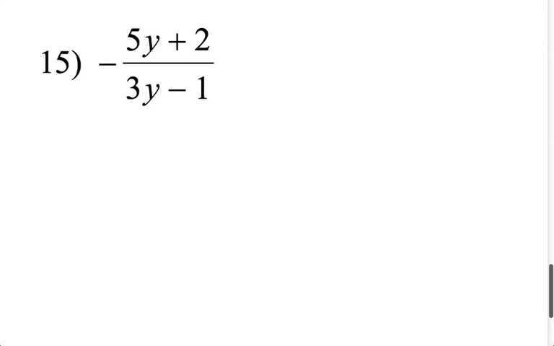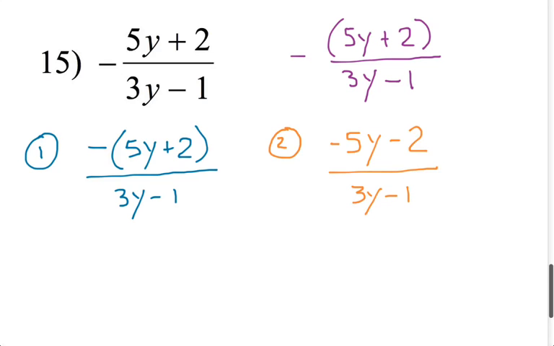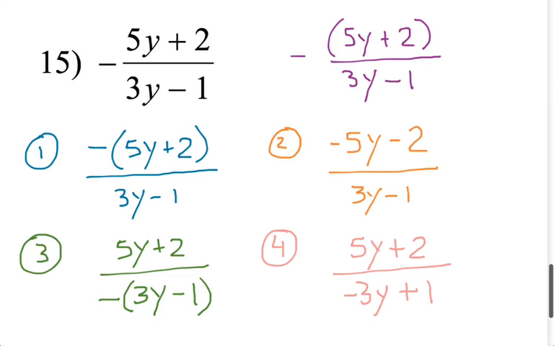And one more. So distributing the negative into the numerator gives you those 2 forms. Distributing the negative into the denominator gives you those 2 forms. They're all the same.